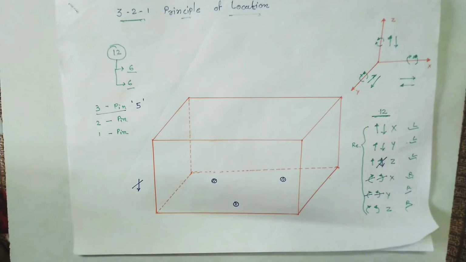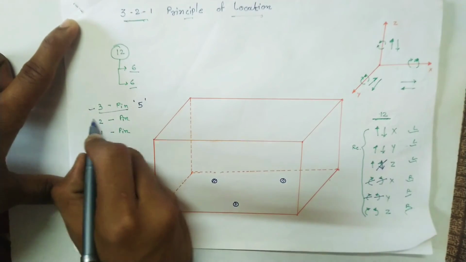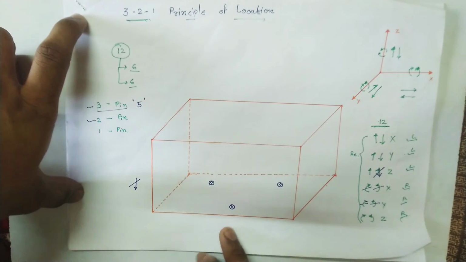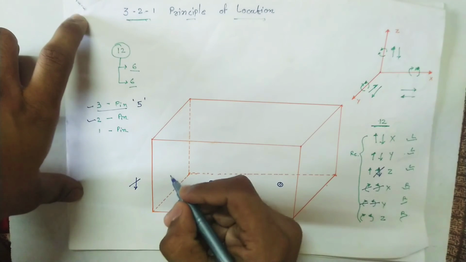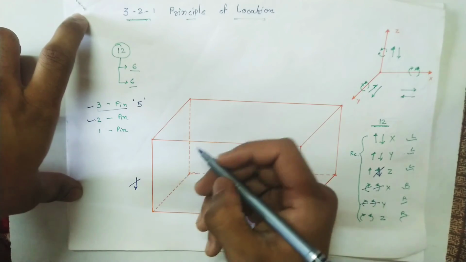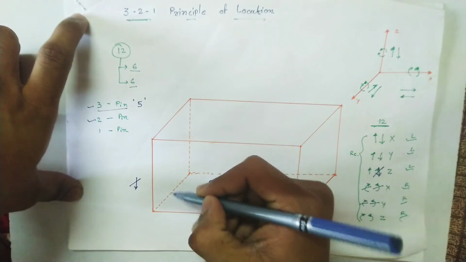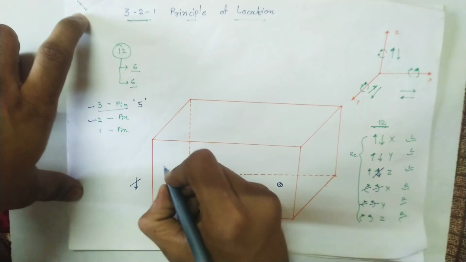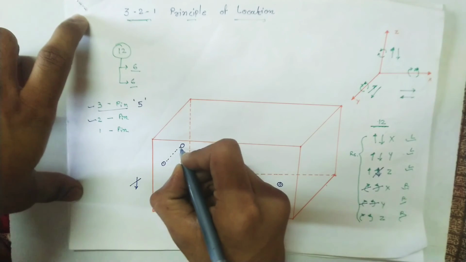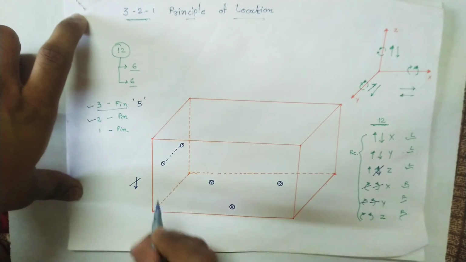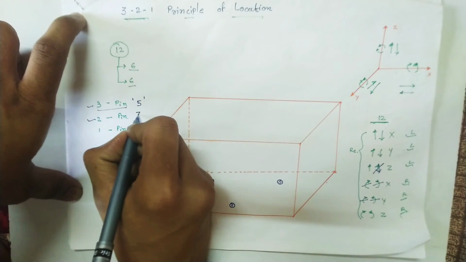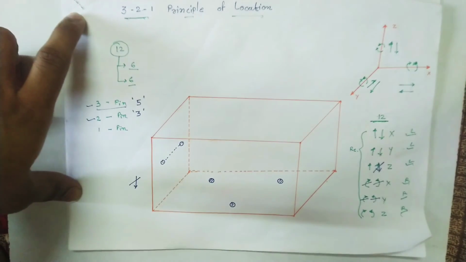Now these 3 pins are covered. We have used 2 pins, which are used in the plane parallel to the y and z plane. We are using 2 pins in this plane. Due to these 2 pins, we can restrict 3 degrees of freedom. Which 3?